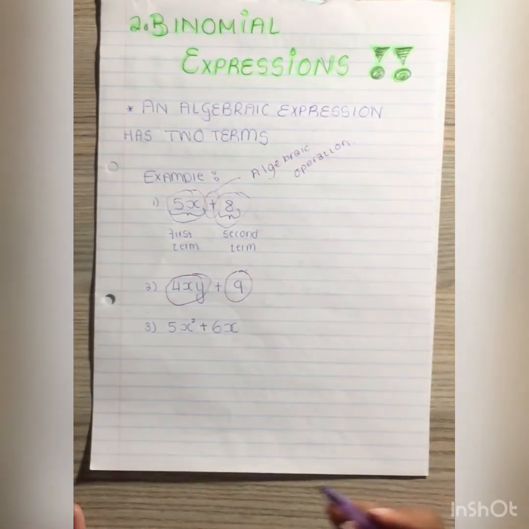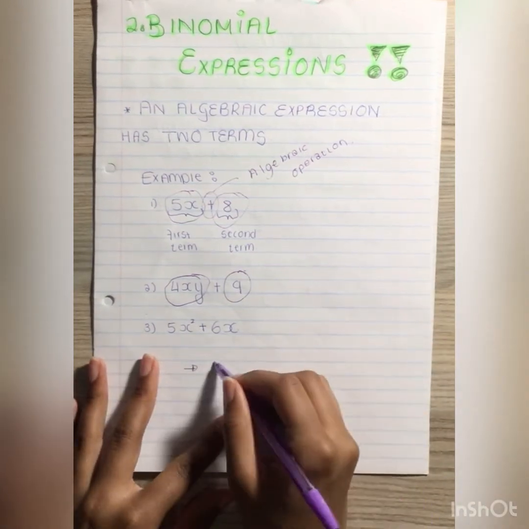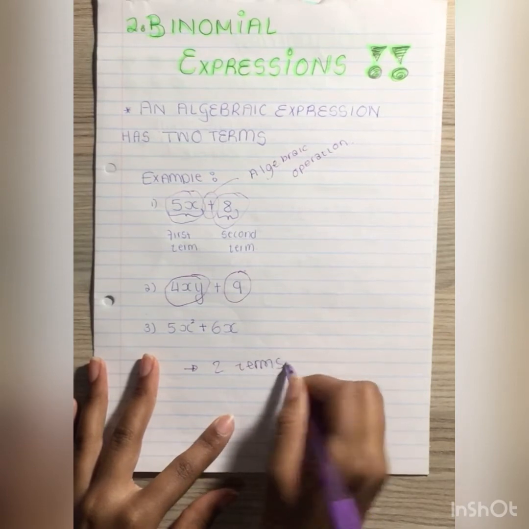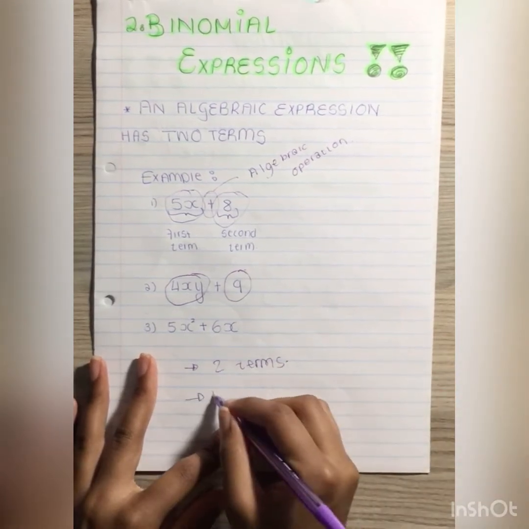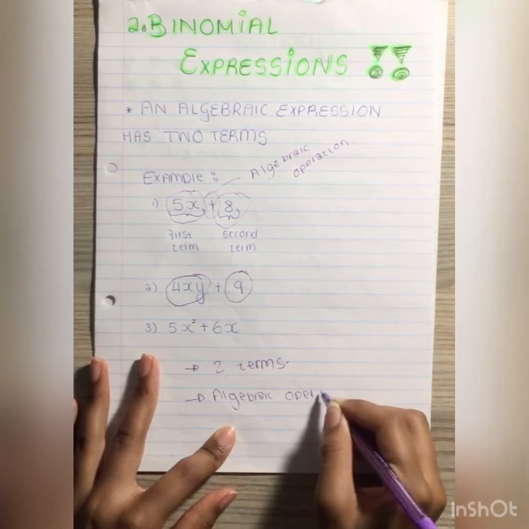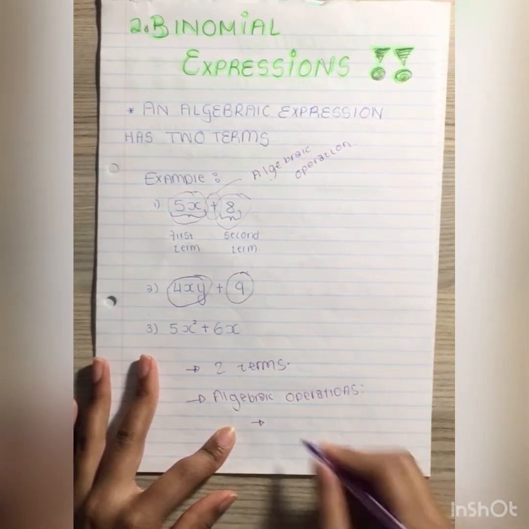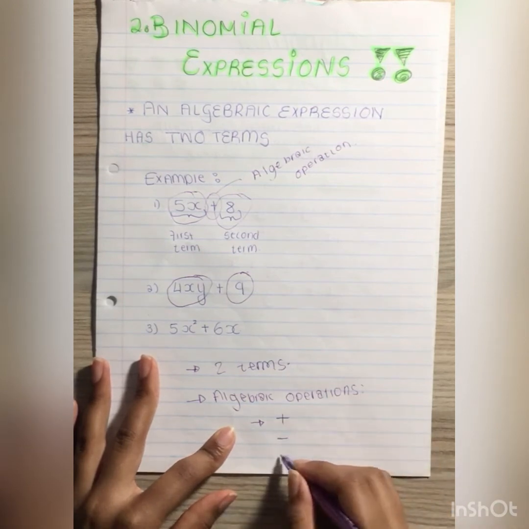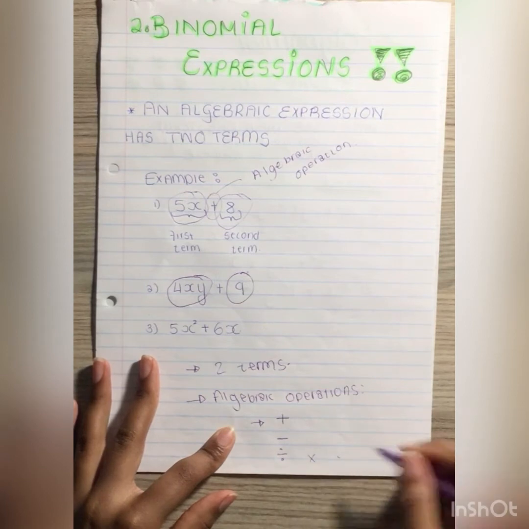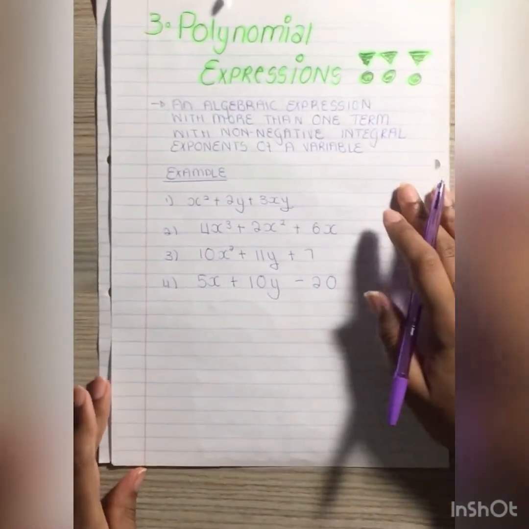So in essence, binomial expressions are expressions that consist of two terms that are connected by algebraic operations. Okay, and as discussed previously, algebraic operations can be plus, minus, divide, multiplication, etc. Okay, then we carry over to polynomial expressions.